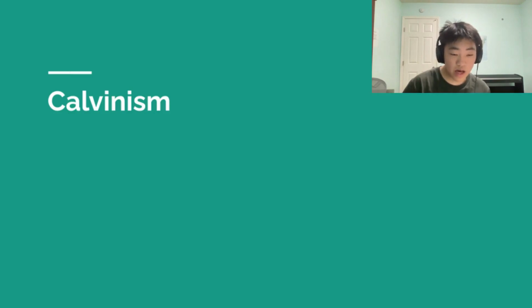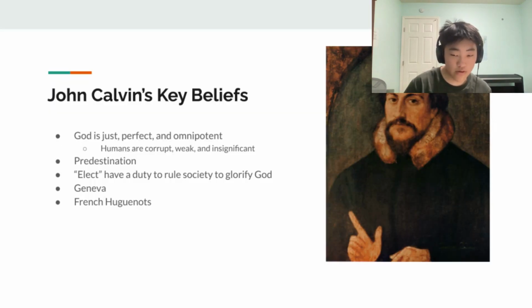Next, we're going to talk about Calvinism. Calvinism was founded by John Calvin, and his key belief was that God is perfect and omnipotent, and humans are corrupt, weak, and insignificant. This led to the idea of predestination, where the elect were already chosen to go to heaven, while others were predestined to go to hell. And so the elect have the duty to rule society to glorify God.